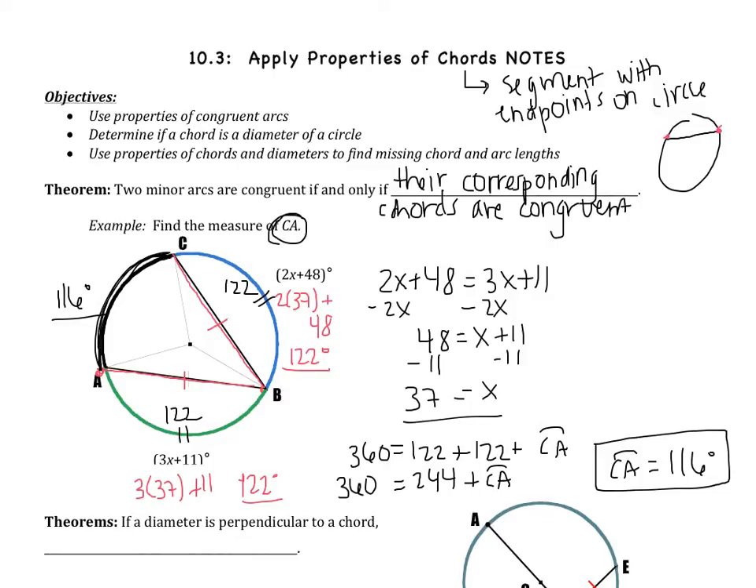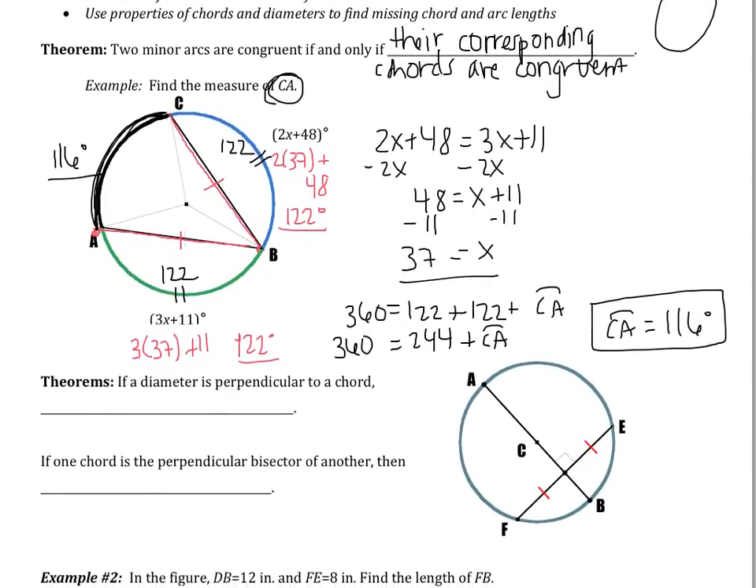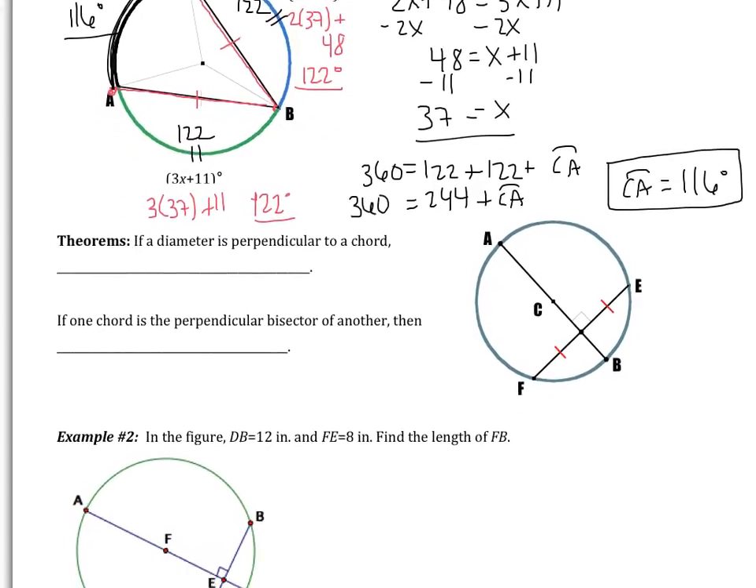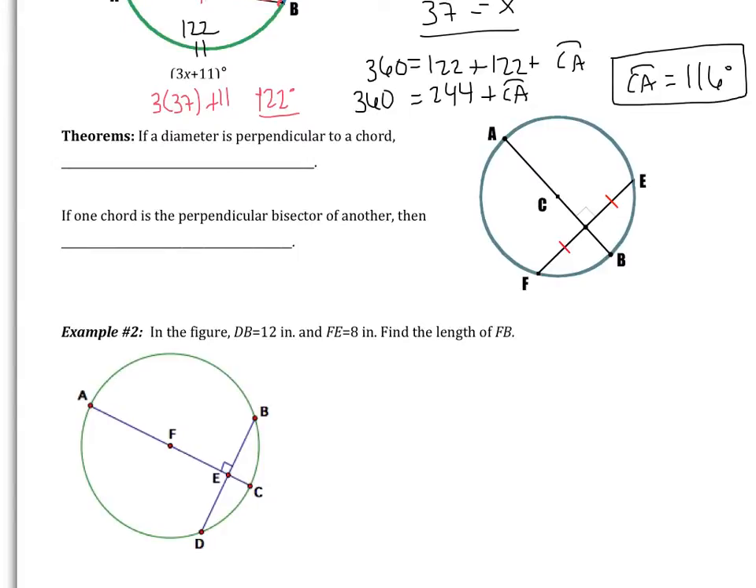So that was theorem number 1. Now we're on to theorem number 2. Well, two more theorems, I guess, really. First one, if a diameter is perpendicular to a chord, it bisects the chord. So looking at the example we have here, we have a diameter, AB, that's perpendicular to a chord. Because it's perpendicular to the chord, it bisects the chord, cuts the chord into two congruent pieces.